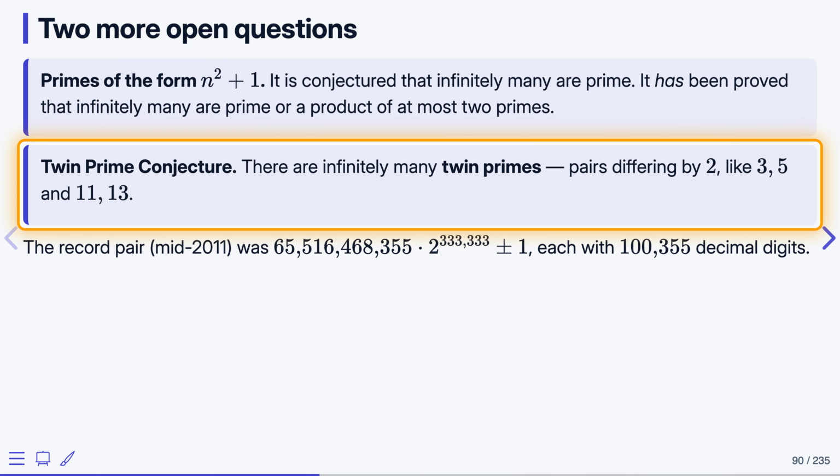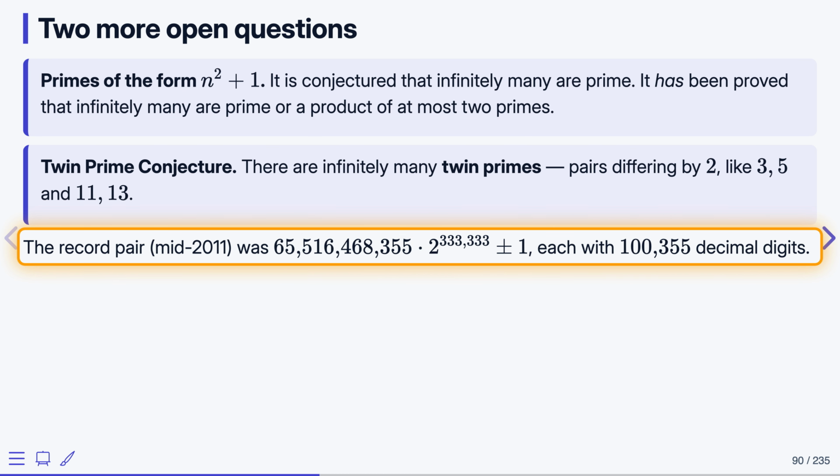Second, the twin prime conjecture. Twin primes are two primes just 2 apart, like 3 and 5 or 11 and 13. We believe there are infinitely many such pairs. Again, no proof. But people do find enormous examples. The record pair from 2011 had over 100,000 digits in each member.